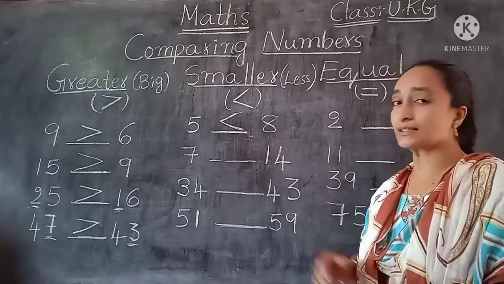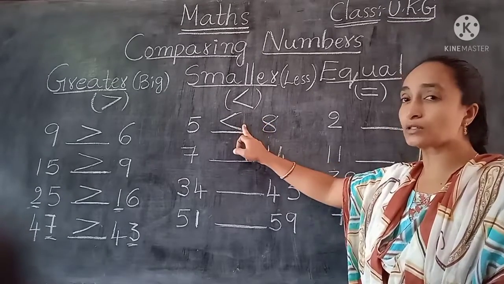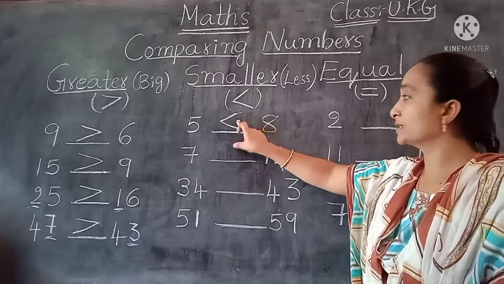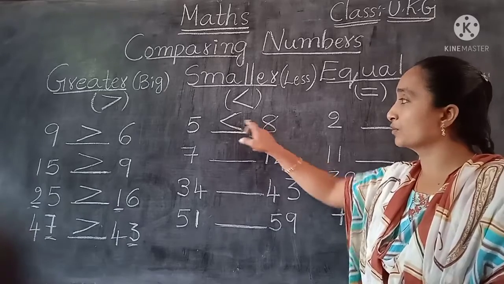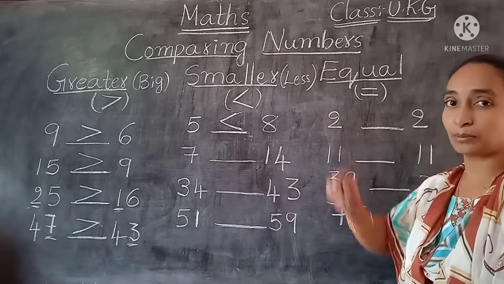Now the bigger number is this side. Now the symbol also, this crocodile mouth, also will open this side. So which side will be the bigger number? So we can keep it there. Okay children, easy to remember that.